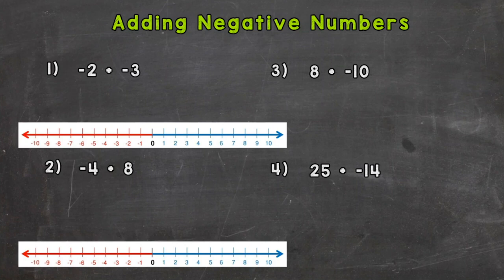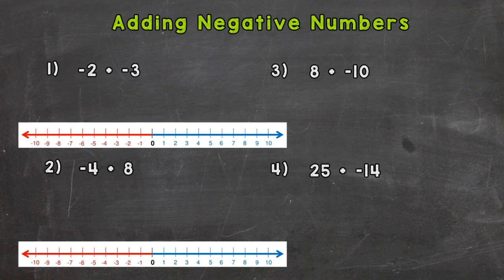In this video, we are going to be covering adding negative numbers. And as you can see, there are 4 problems on your screen. So we're going to go through these 4 problems in order to get this down. So let's jump right in to number 1.